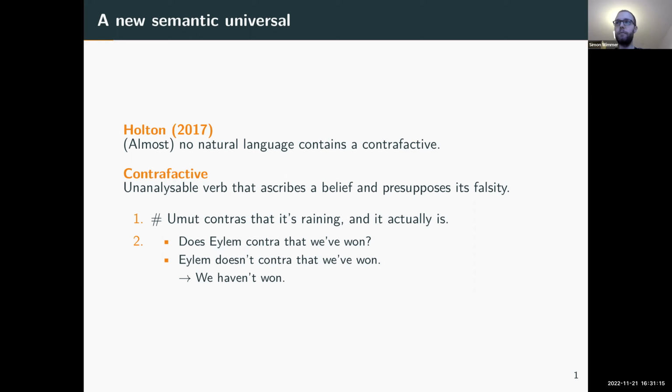So a contrafactive would have certain empirical properties, such as listed on the slide. A contrafactive triggers an inference to a falsity of a belief, and that inference is not easily cancelable. So when we say umut contras that it's raining, there's an inference that umut is wrong, it is not raining. And we can't cancel that inference easily by saying, for instance, that it actually is raining. Moreover, the inference triggered by use of a contrafactive would project from entailment cancelling operators, such as question and negation. So thus alem contra that with one and alem doesn't contra that with one, both presuppose that we haven't won. So the inference that alem is wrong is not cancelled by question and negation.